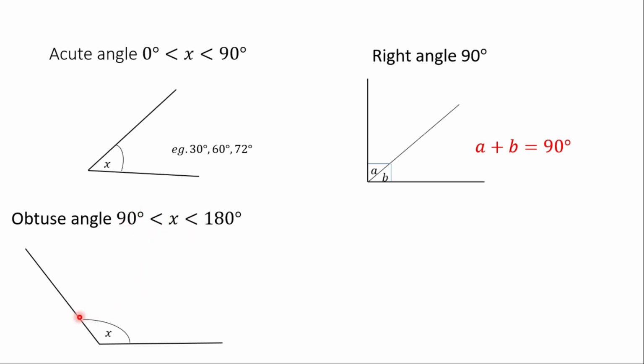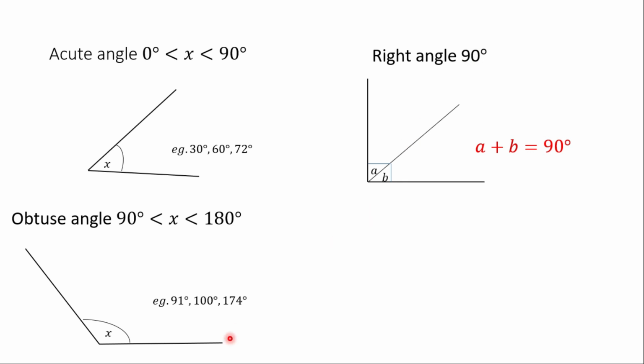So from 90.1 up to 179.9, all are examples of an obtuse angle. So 91 degrees, 100 degrees, 174 degrees are all examples of obtuse angles. So the angle X formed here is an obtuse angle. Just like we looked at this one, an acute angle, the X formed here is acute. It is less than 90, and this one is greater than 90 but less than 180, and this one is exactly equal to 90 degrees.